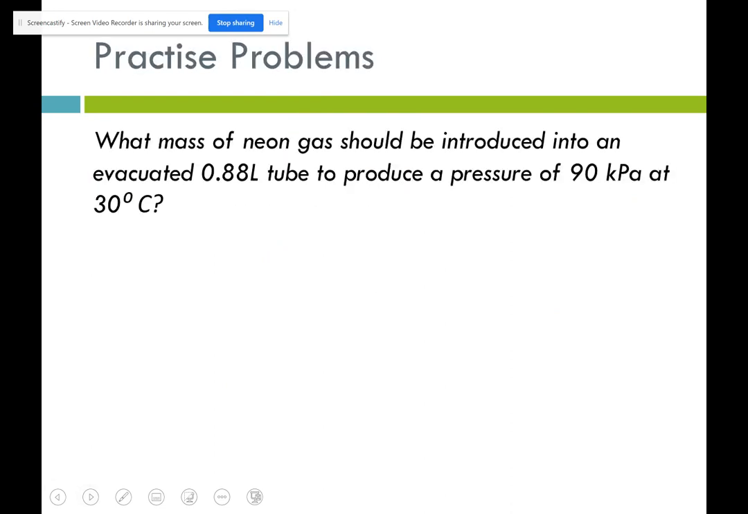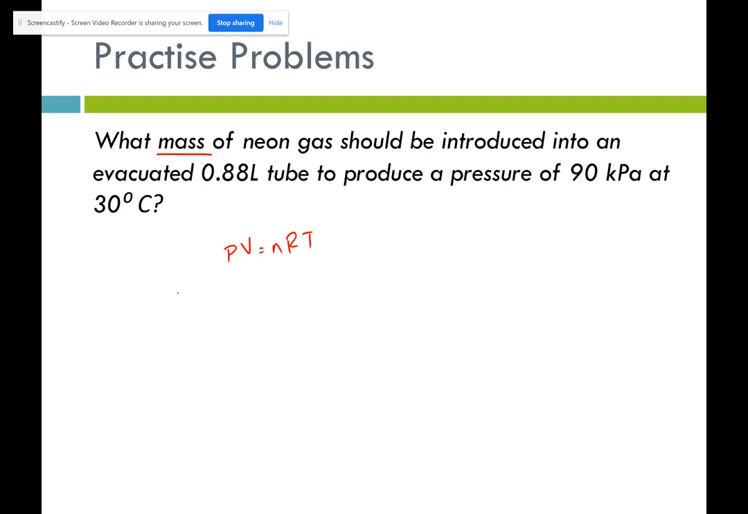Okay, well, let's do one more. It says what mass of neon gas should be introduced into an evacuated 0.88 liter tube to produce a pressure of 90 kilopascals at 30 degrees Celsius. So we're going to use PV equals nRT again, but you may say, hey miss, it's asking for mass, and there's no mass in that formula. That is true, but keep in mind we do have moles in this formula, and we know how to convert between moles and mass. So we're going to be using some of our understanding back from Unit 3.